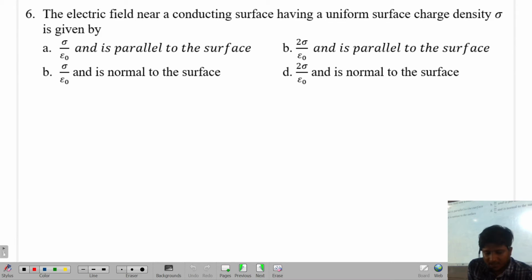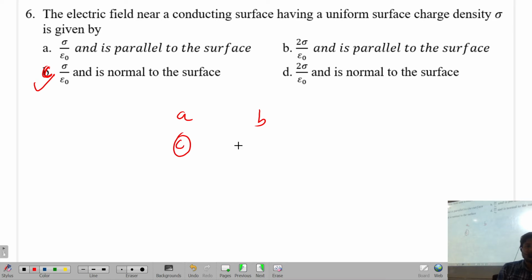Oh, so wait. That is same. Got it or not? Are you able to get me or not? So this is option C. Sigma by epsilon naught and is normal to the surface. Okay. Every time when you are writing the question, if this is A, this is B, this will be definitely C and this will be D. This is the pattern of your question paper. Remember that, okay?